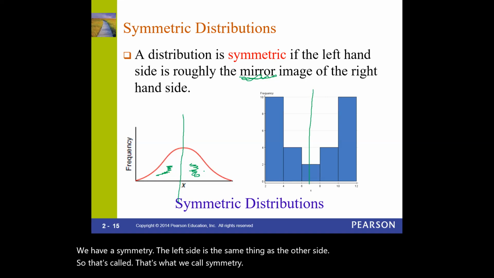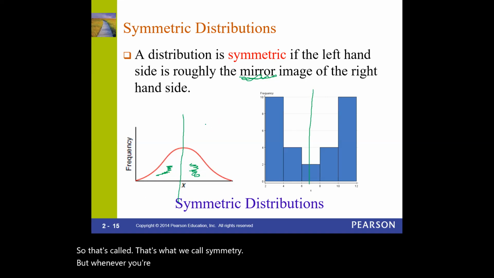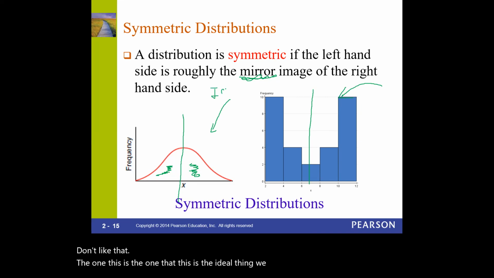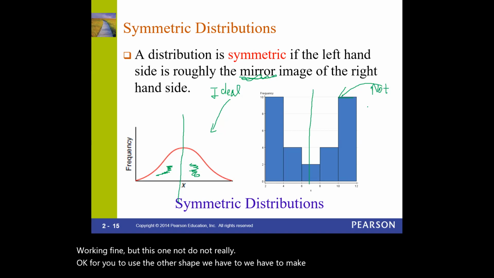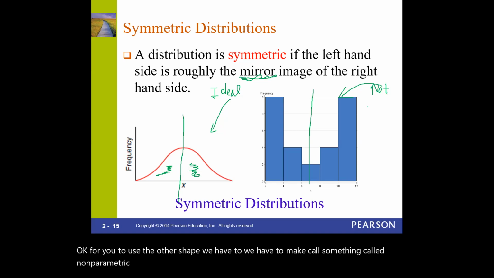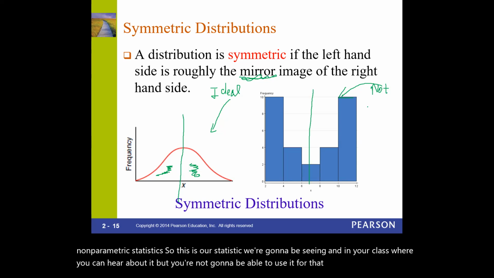All right, but whenever you're doing statistics, we want to have something like this. This is the ideal thing we want to work with. This is where all of the laws of statistics work fine, but this one not really. For you to use the other shapes, we have to use something called non-parametric statistics. This is statistics we're not going to be seeing in your class, but you can hear about it, but you're not going to be able to use it for that specific kind of shape.